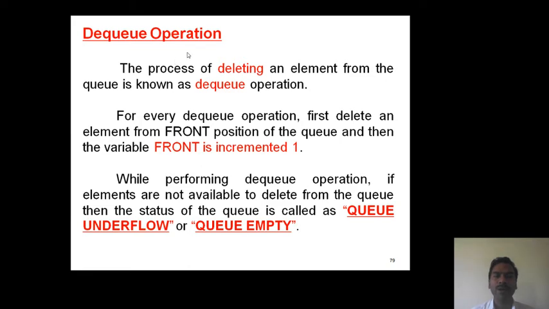So to apply the dequeue operation, first we check whether the queue is underflow or not. If the queue is underflow, deletion is not possible. Otherwise, now delete the element from the front position and then the front is incremented by 1.